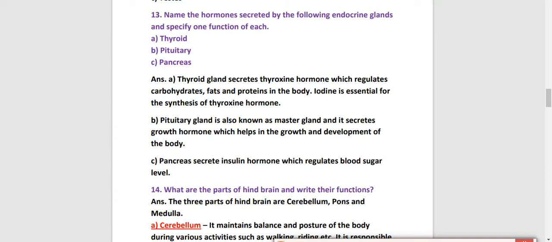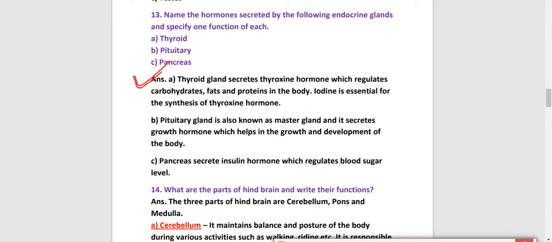So whenever questions are asked in the exam, read the question properly to see what is asked. For example, in this question, the names of the glands are given. We have to write the names of the hormone, and also we have to write the function of that hormone in our body. So the first one is thyroid gland.